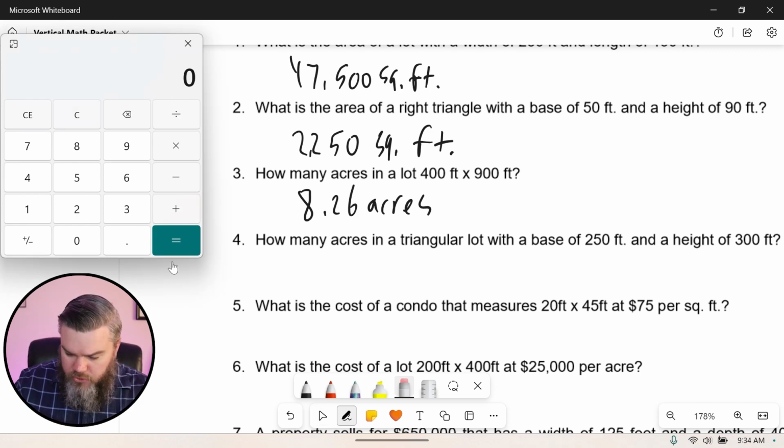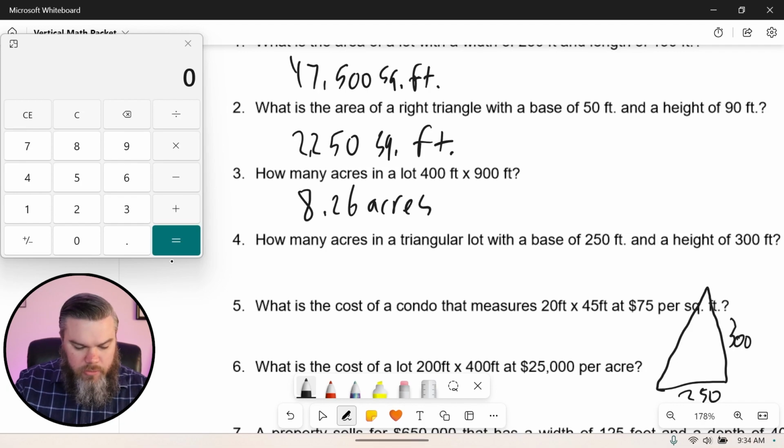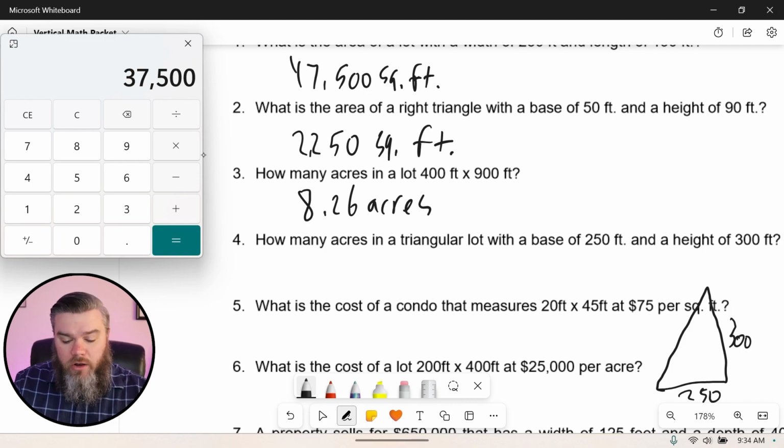So let me just draw you a little visual here, and I'm just going to put it down here out of the way because I'm going to erase it anyway. So here's a triangle, base of 250, height of 300, and that doesn't look beautiful, but you get it. 250 times 300, that's not the answer because you got to cut it in half for a triangle. So divided by 2 is 37,500 square feet. Still not the answer. Yet again, we want to know acres.